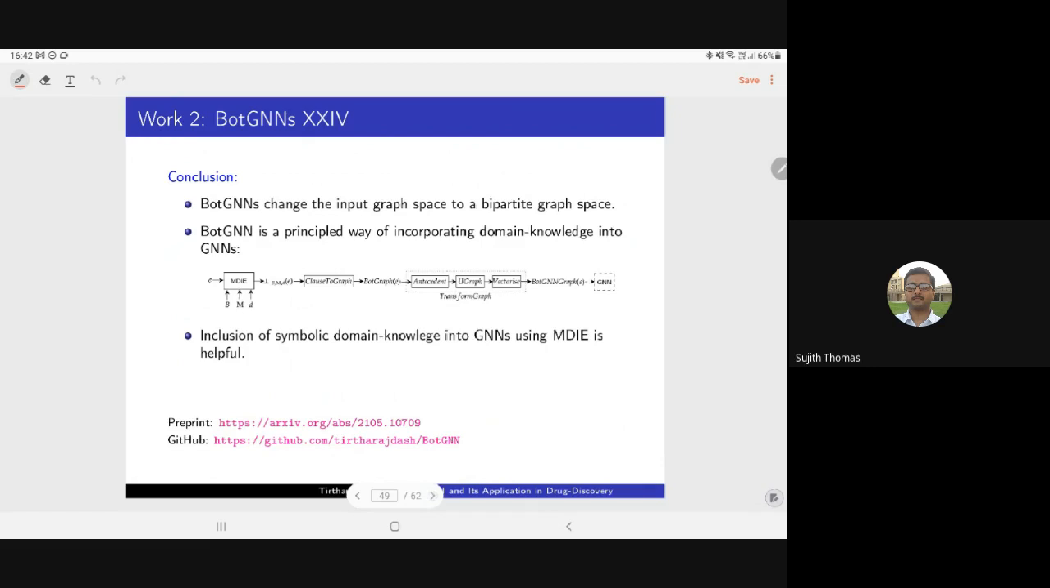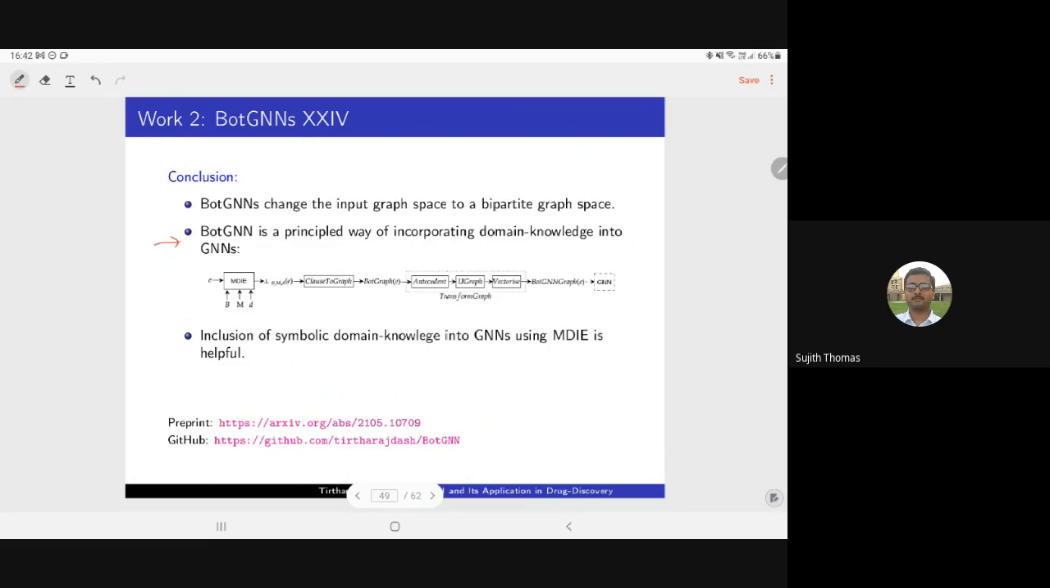So the conclusion is the following: the BOD GNNs change the input graph space to a bipartite graph space, and it provides a principled way of incorporating domain knowledge into GNNs.